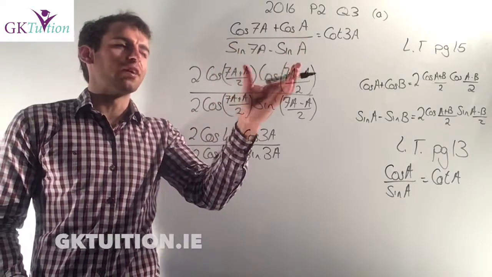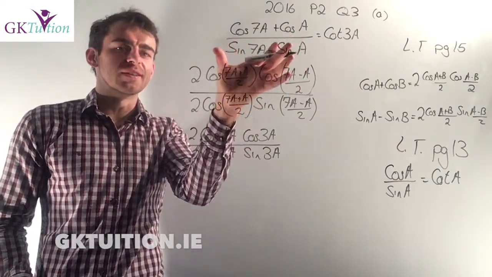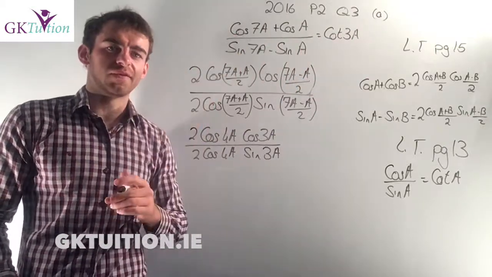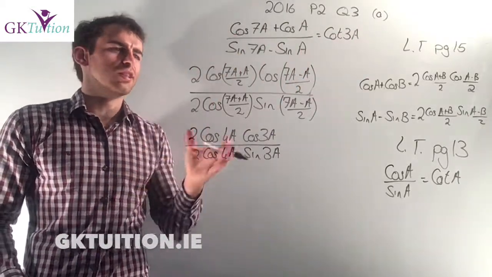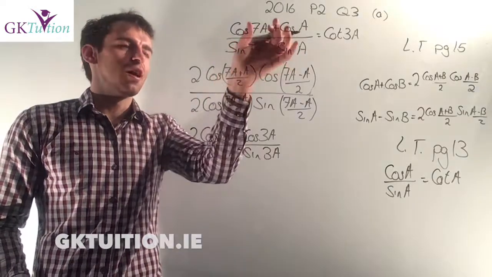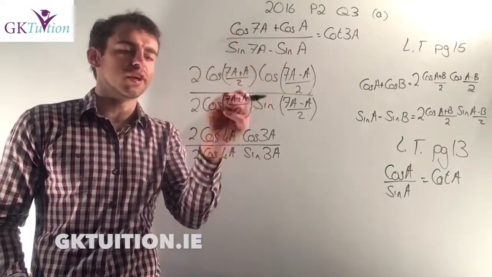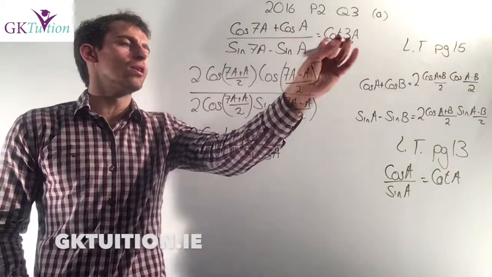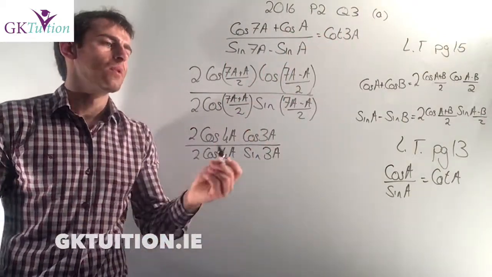So the first thing you have to ask yourself is, am I going to take the left hand side and turn it into the right hand side, or am I going to take the right hand side and turn it into the left hand side? Now the easiest way to do this question was to take the left, so I'm going to just take the left hand side and try and convert it to cot 3a. So in this case I'm ignoring the cot 3a for the rest of the question.